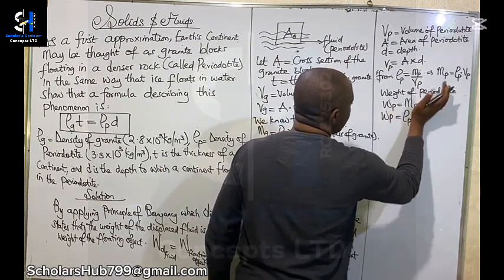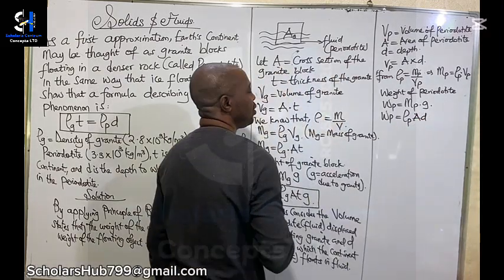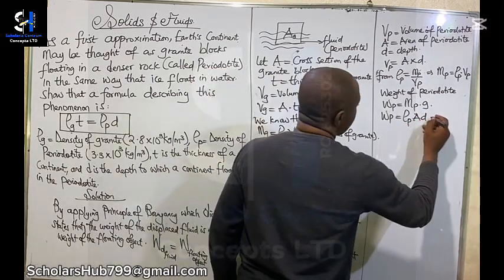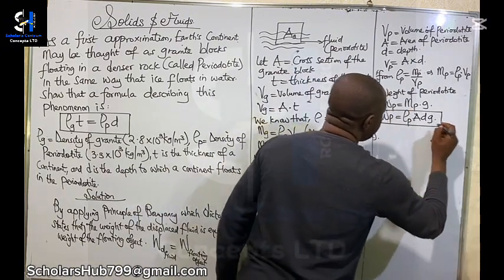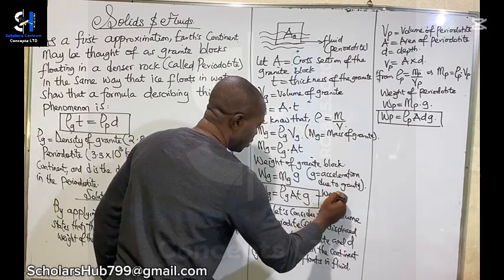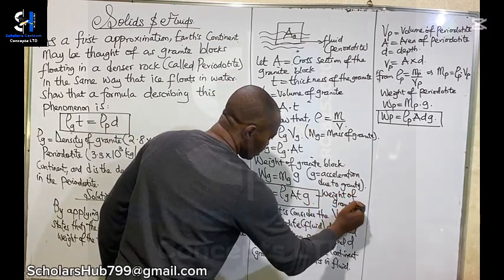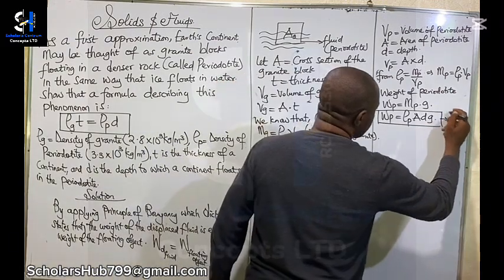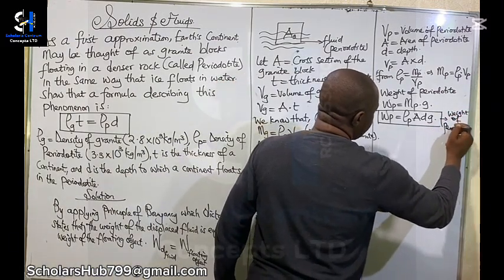Now the volume is area times depth, multiplied by gravity. So this is the weight of peridotite. This is the weight of granite, and this is the weight of peridotite.